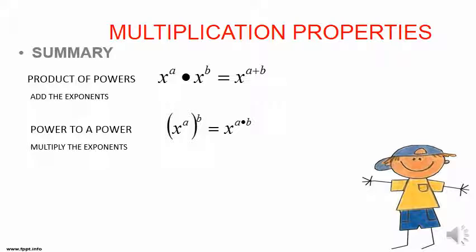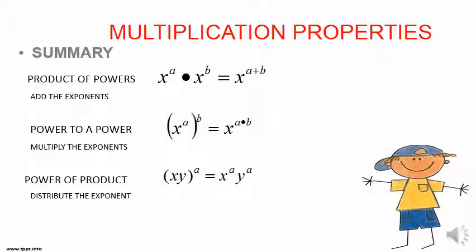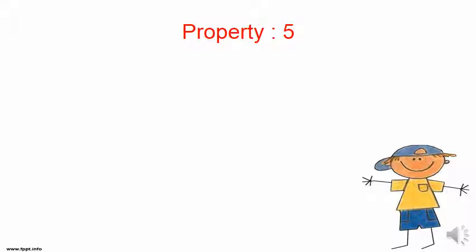Parentheses always indicates multiplication. Okay, and the third one, which is when I have two powers having an exponent, you can distribute the exponents. So exponent A will go to X and will go to Y.